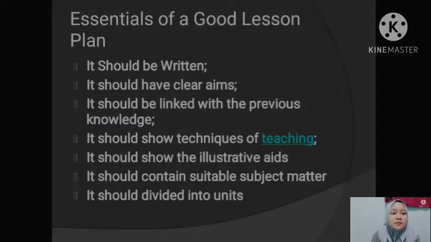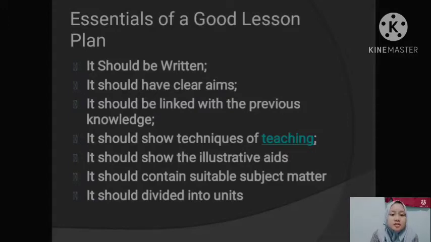A lesson plan should preferably be written and should not remain at the oral or mental stage. The teacher is strongly advised, at least in the early stage, to make a written note of his preparation. Writing helps in clarifying thought and concentration. The second is it should have clear aims. The lesson plan should clearly state the objectives, general and specific, to be achieved.